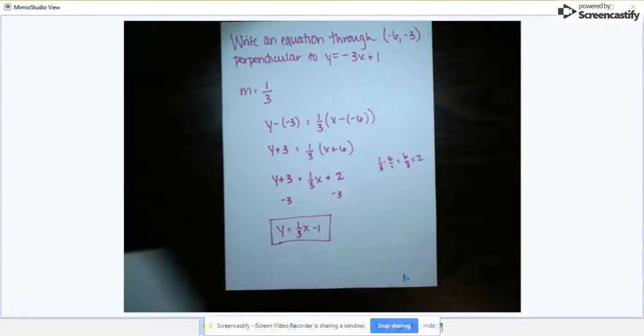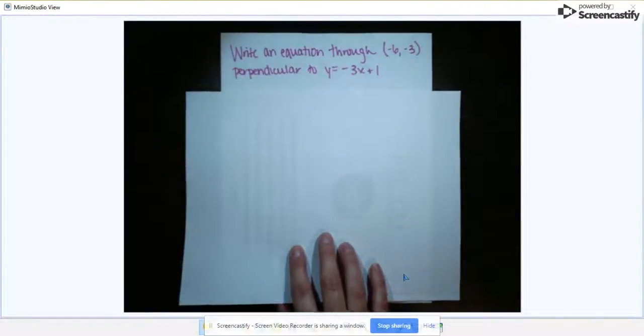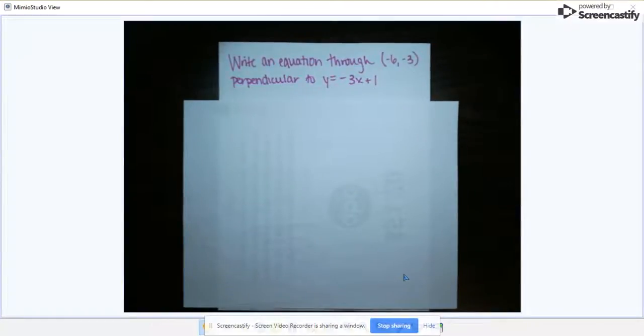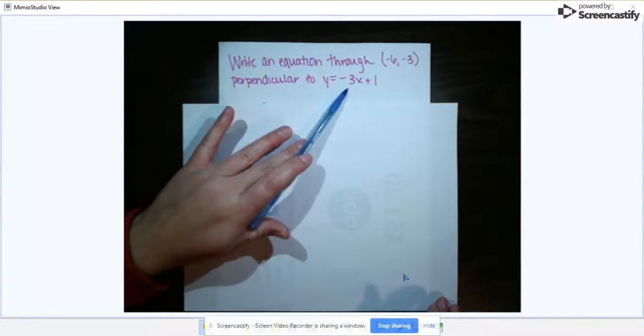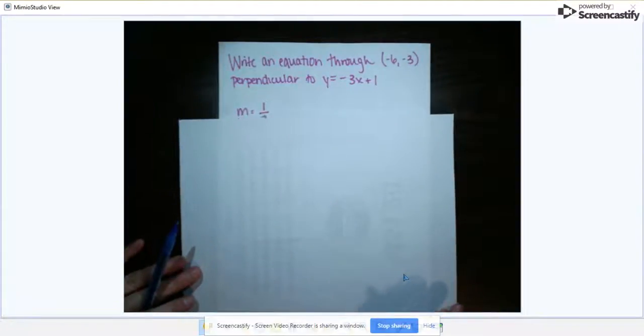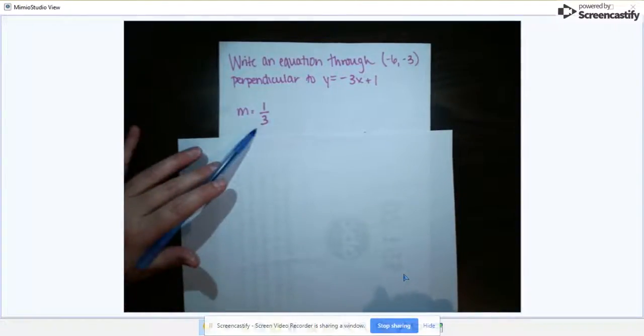And lastly, we'll write an equation. So we're going to write an equation that is perpendicular to y equals -3x plus 1, and it must go through (-6, -3) as the point. So first thing to figure out is our opposite reciprocal slope. So opposite reciprocal to -3 would be +1/3.